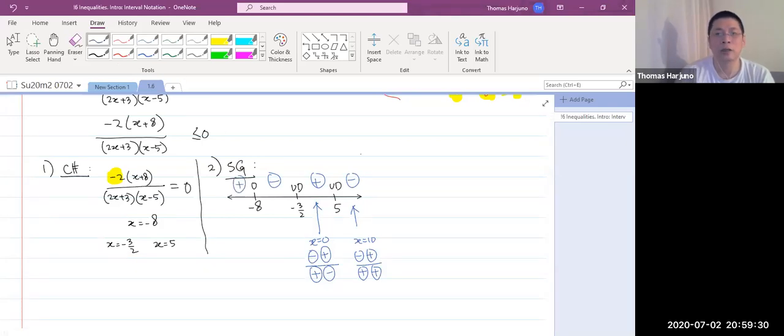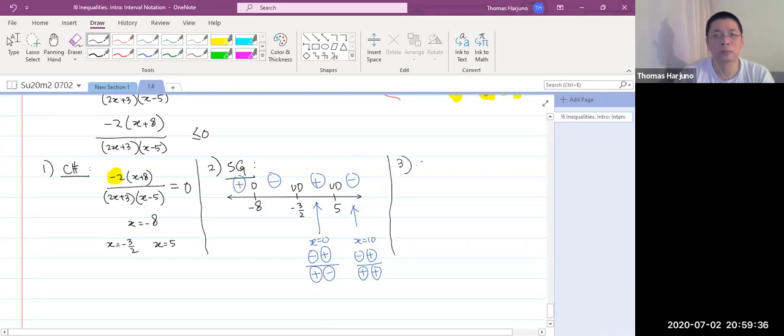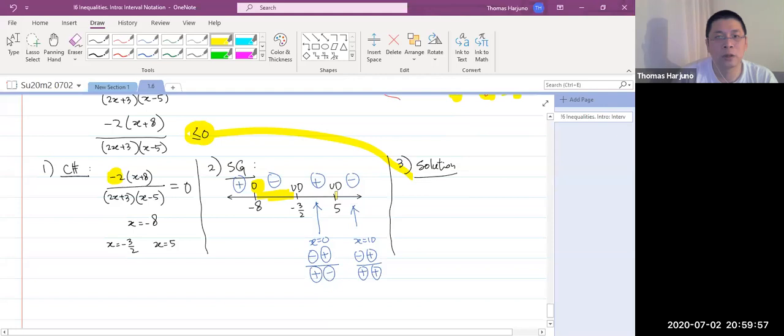You will see this is negative, that's positive. Okay. And finally, when we get to the solution, we need that to be negative or 0. Right? So I need the negative, including the 0, but never include undefined. So the solution will be negative 8 up to negative 3/2 in parentheses, union 5.